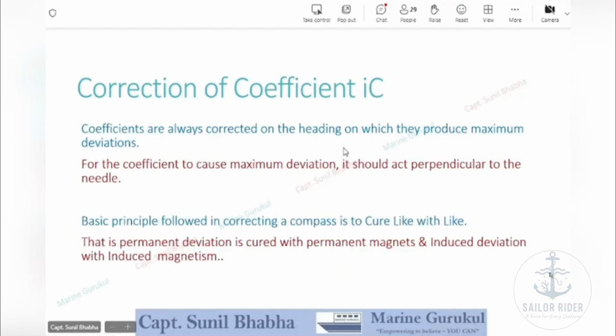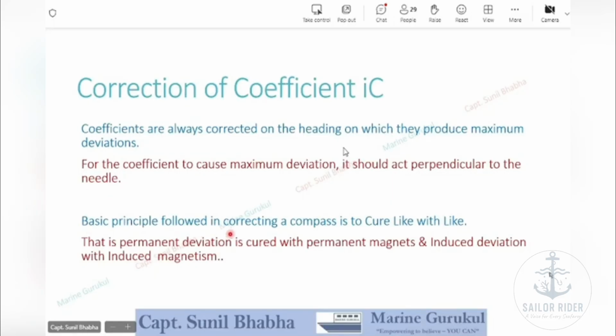Let's now move on to the correction of coefficient IC, induced C. And first of all, let's refresh the correction procedure, the correction fundamentals. Coefficients are always corrected on the heading on which they produce maximum deviation. In this case, maximum deviation is generated on northerly or southerly heading, so the correction is made on one of these two headings. For the coefficient to cause maximum deviation, it should act perpendicular to the needle. So we have seen in the previous diagram that on northerly and southerly heading, the pole is at right angles to the compass needle, thus generating maximum deviation.